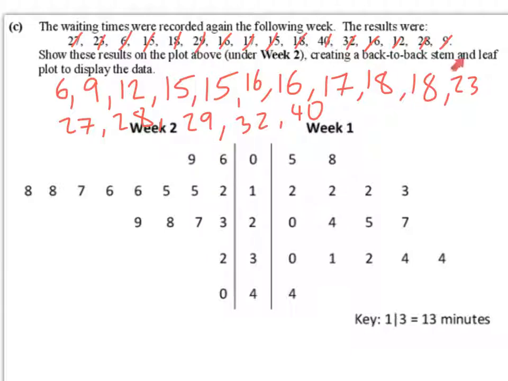Then for the 20s, we have 23, 27, 28, 29. So beside the 2, we have 3, 7, 8, and 9. Again, the numbers are getting bigger as we move outwards. Then we only have 32, so that 2 goes there beside the 3. And then we've only 1 in the 40s, so that's 40 itself. So that 0 goes there in front of the 4.